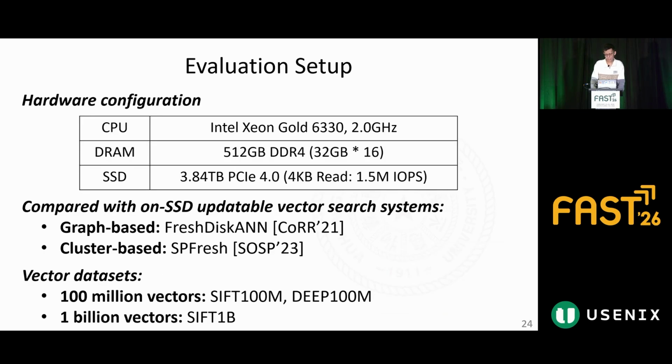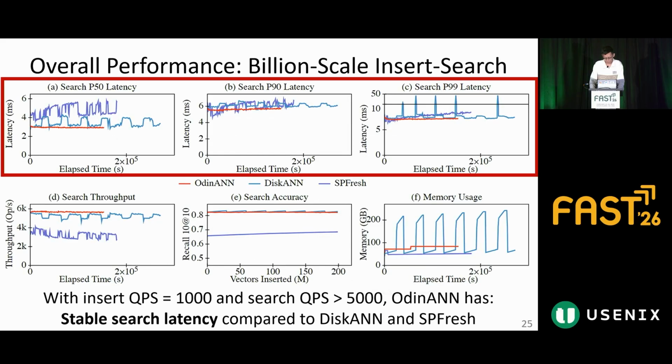Next is our evaluation. We compare OdinANN with on-SSD updatable vector search systems, including graph-based FreshDiskANN and cluster-based SPFresh. We use both 100 million scale datasets and billion scale datasets for evaluation. Here, we show the overall performance of billion scale vector search and insert. The setup is that we achieve insert queries per second of 1,000 and search queries per second larger than 5,000.